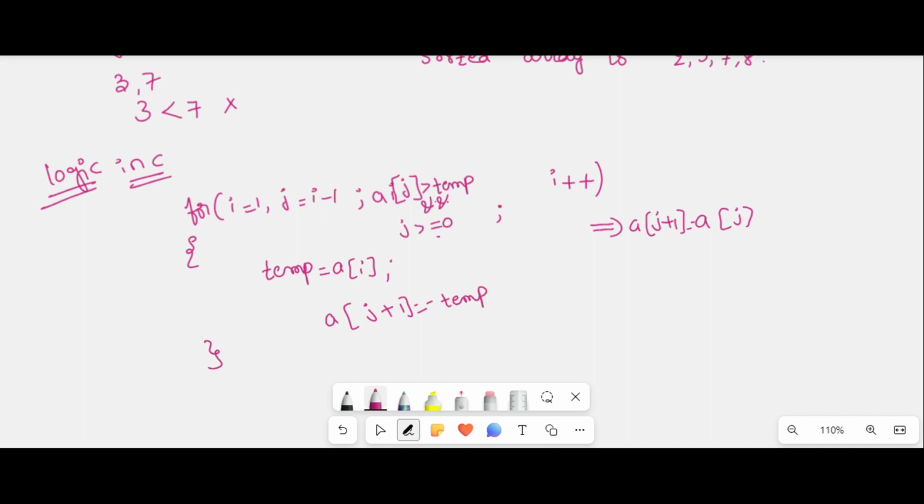A clear explanation of this insertion sort we will discuss in the next class. Hope you understand the insertion sort technique. Practice another example. If you have any doubt, you can send me a message. Then I can resolve your problem.